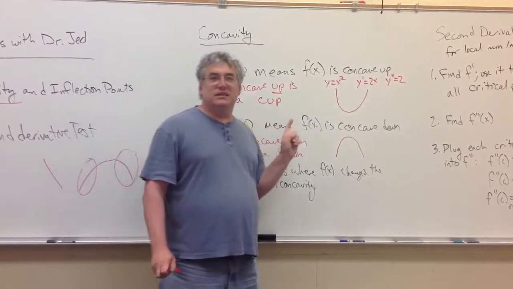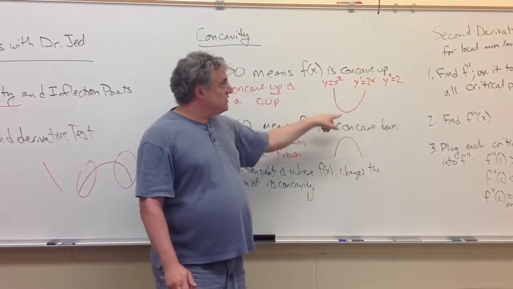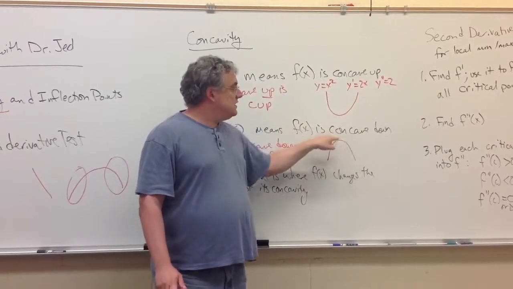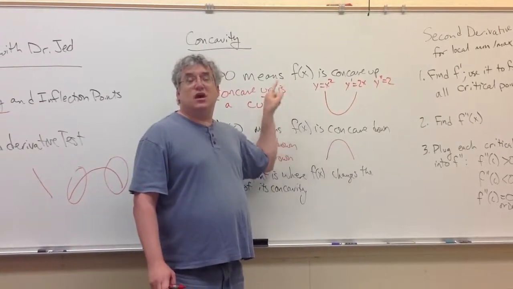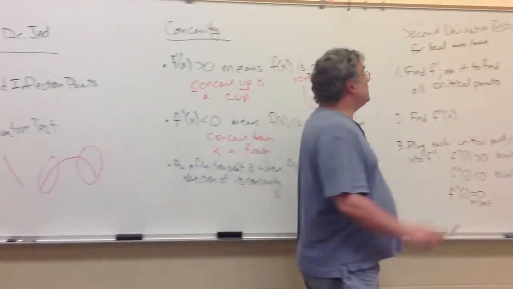it's also useful in finding mins and maxes. Because look at this thing. Where is there a min or a max? Well, there's a min right down there. There's no max. Right here, there's a max and no min. So concavity affects whether you have mins and maxes. And that's what the second derivative test is about.